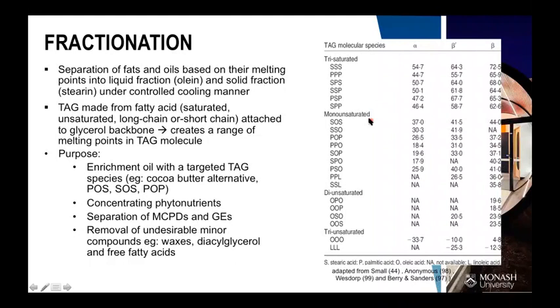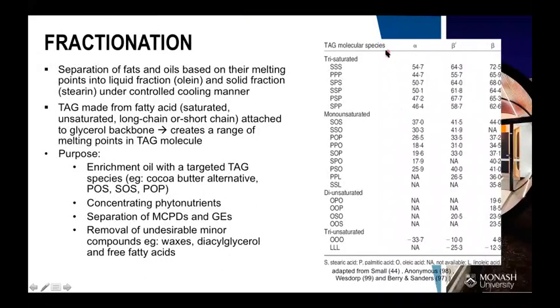Then we have fatty acid that is unsaturated, diunsaturated with two unsaturated fatty acids, oleic, and this is palm. And the last one is triunsaturated fatty acid. All of these triunsaturated fatty acids, as we can see, contain oleic acid. And if you look at the table here, each of these species has its own melting point, which is why we can separate them accordingly.